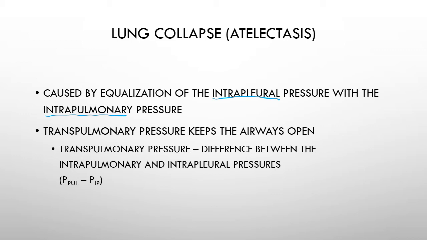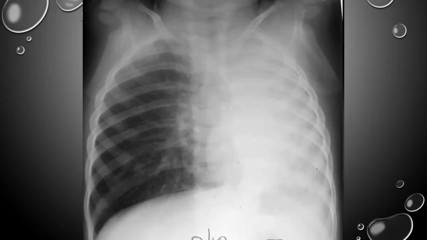The pressure across, or between, the two spaces is our pulmonary pressure minus our pleural pressure. We're going to have a difference between those, and we should always have numbers that are not equal to one another, because when they do become equal, we end up having lung collapse.